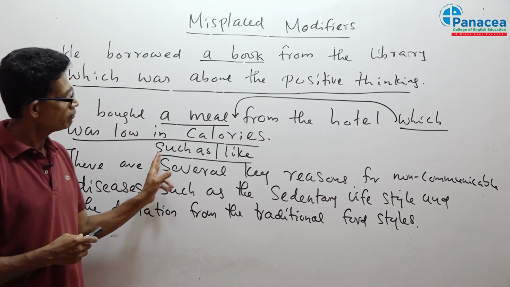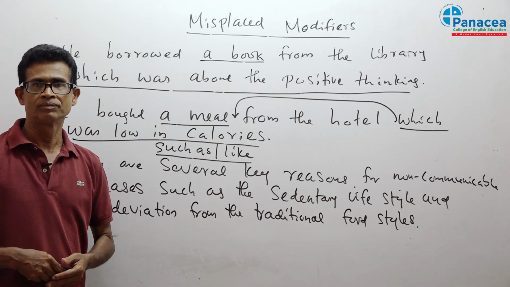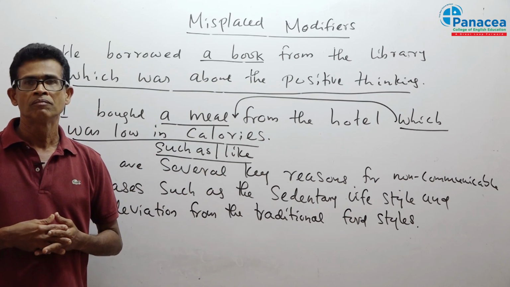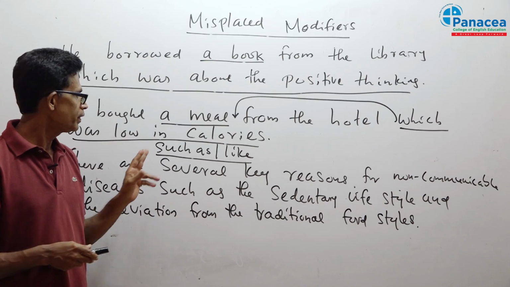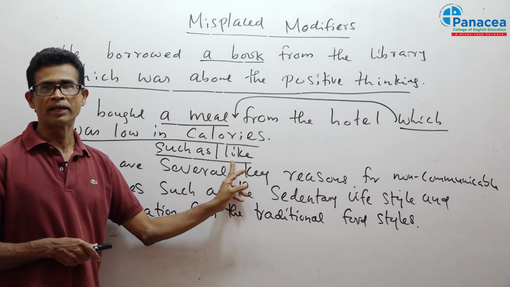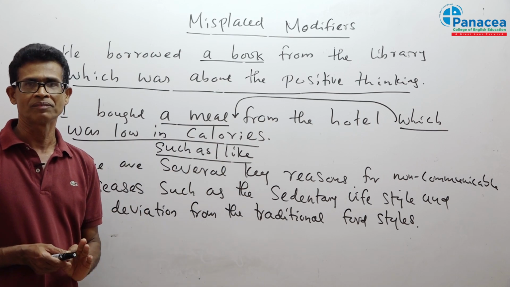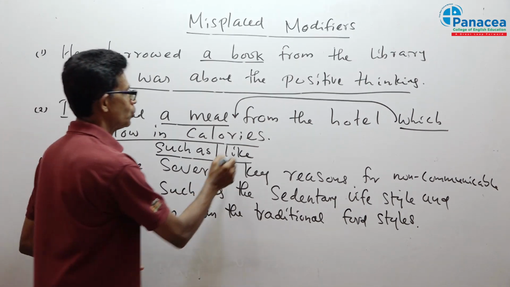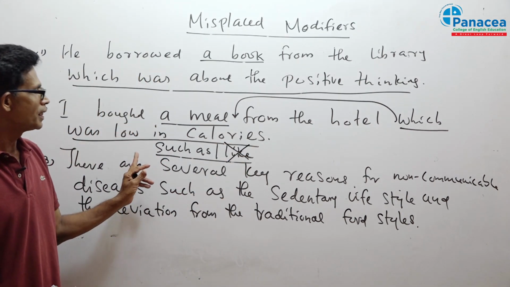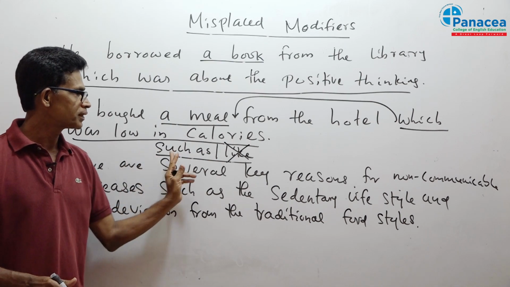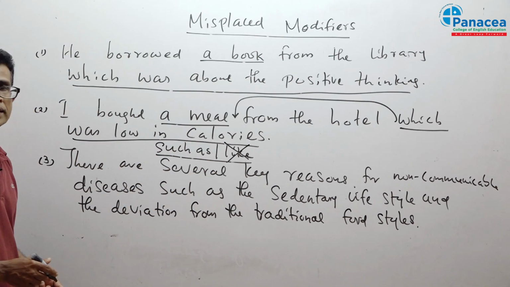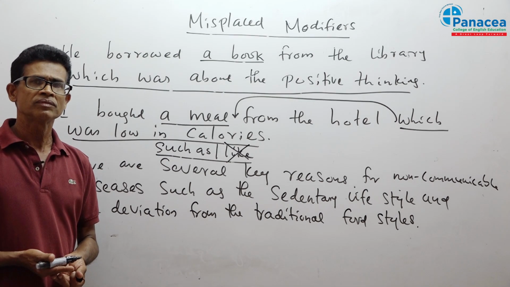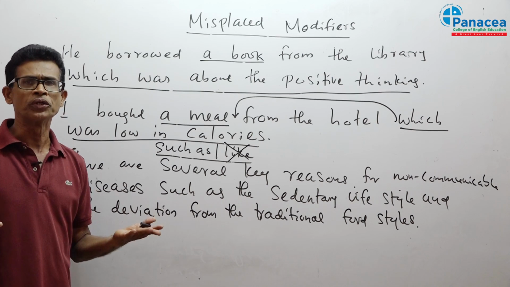Next one, such as and like. We use such as and like to give examples, but bear in mind that we do not use like in academic writing. We use like in speaking. Therefore, don't use like, but the same principle applies for both such as and like. Read the example. This is also a common error, but this just lingers unnoticed.